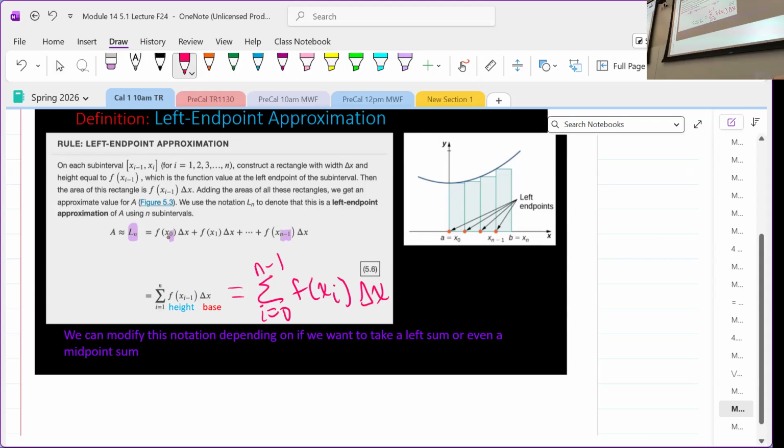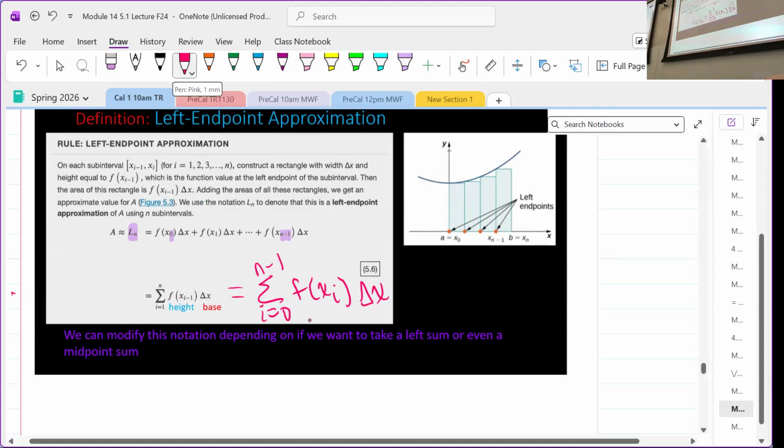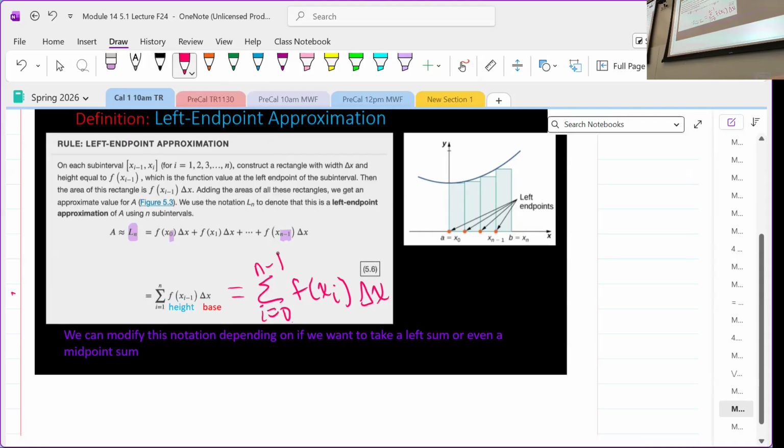So I started with x sub 0. I ended with x sub n minus 1, because I'm not going to use my very right endpoint since I'm doing the left endpoints. So for the very last rectangle, I use the one on the left, and then I don't use the last x. But when I write my notation this way, I'm running from 0 to n minus 1. All of our formulas that we used earlier started at 1.